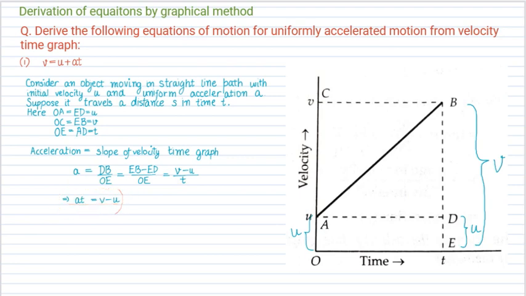Okay. On further simplification, what I can do, I can write this one, at, on the other side of the equation. Fine. Now I can send this initial velocity u to the other side. So I have my first kinematic equation. This is your velocity time relation. Your final velocity v equals the initial velocity u plus the product of the constant acceleration multiplied with time.